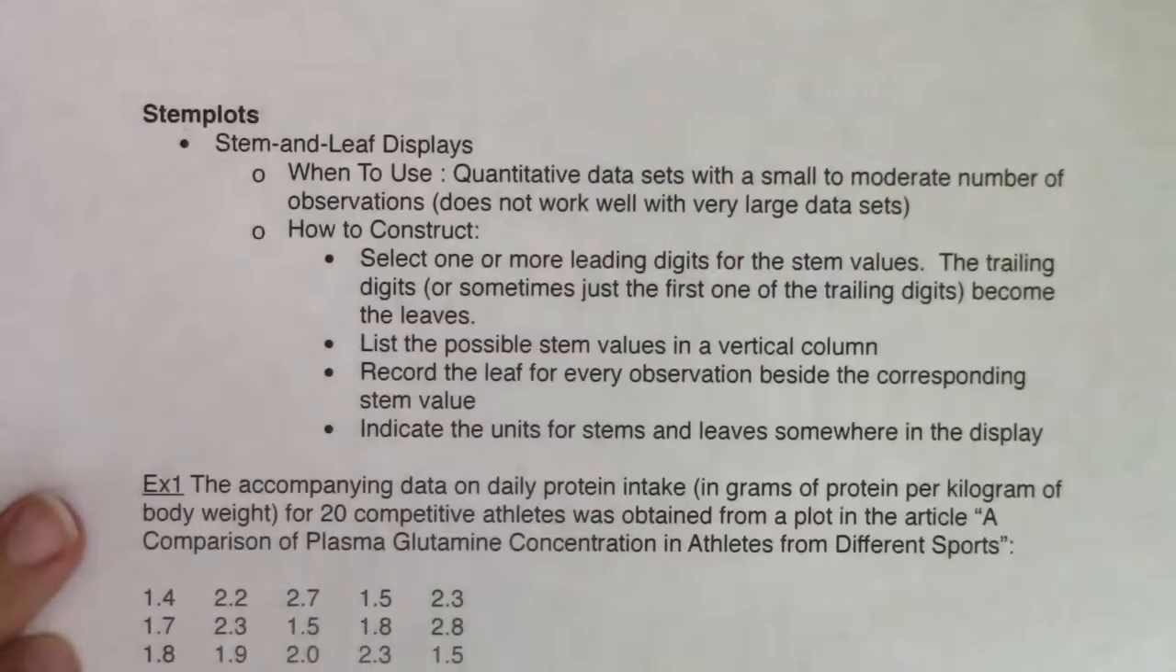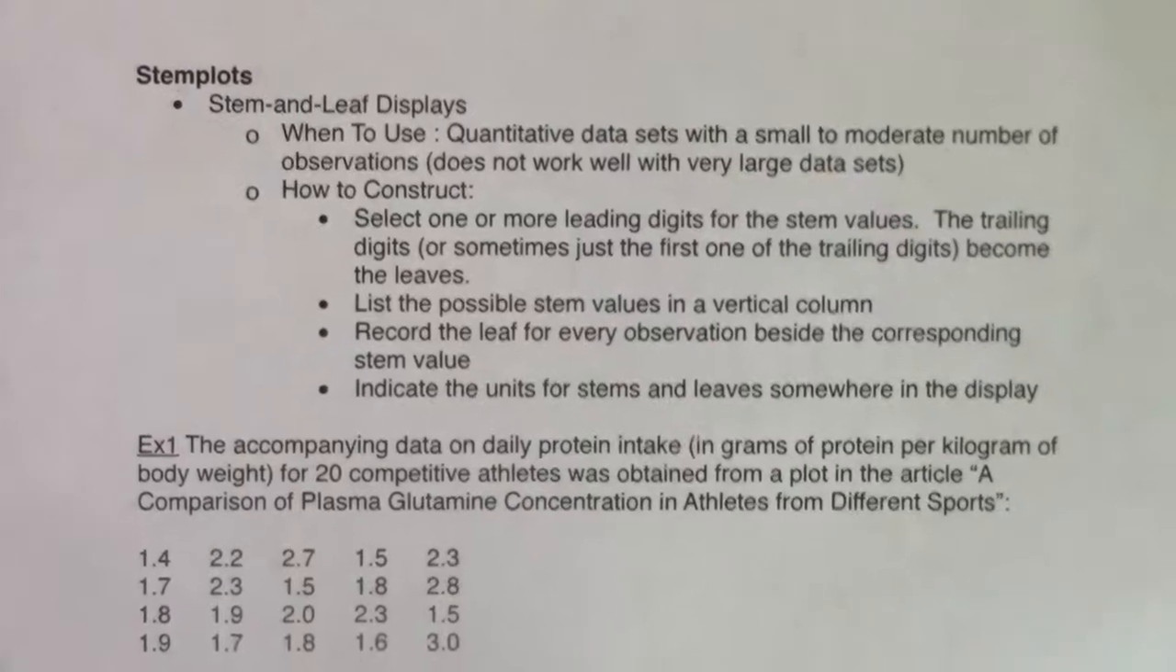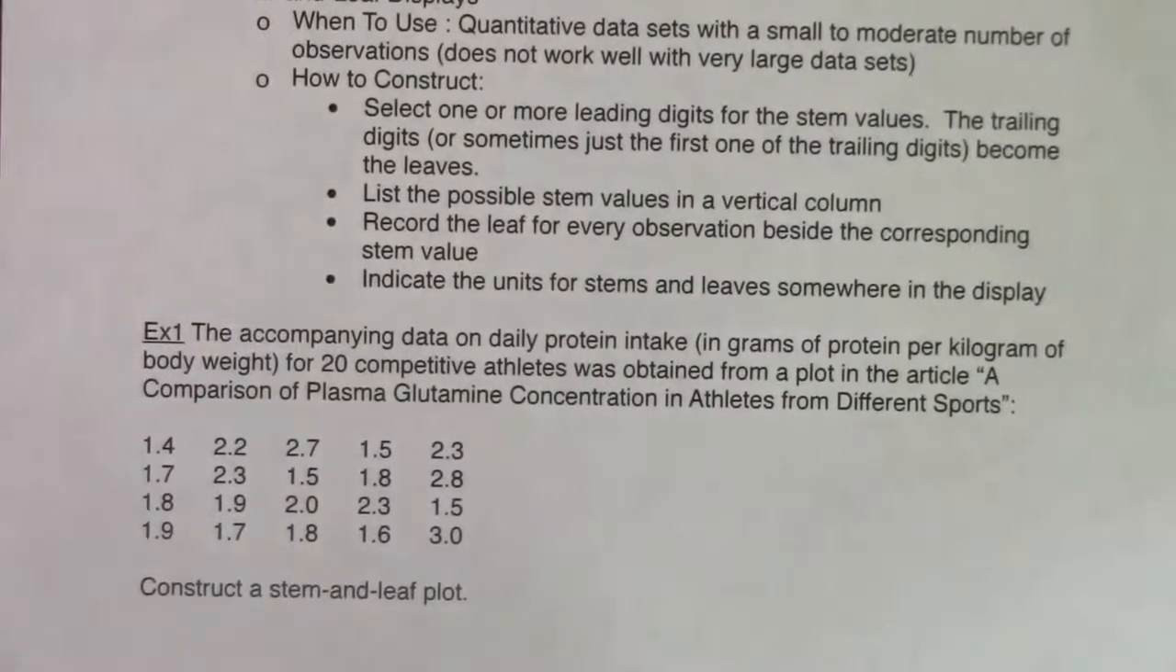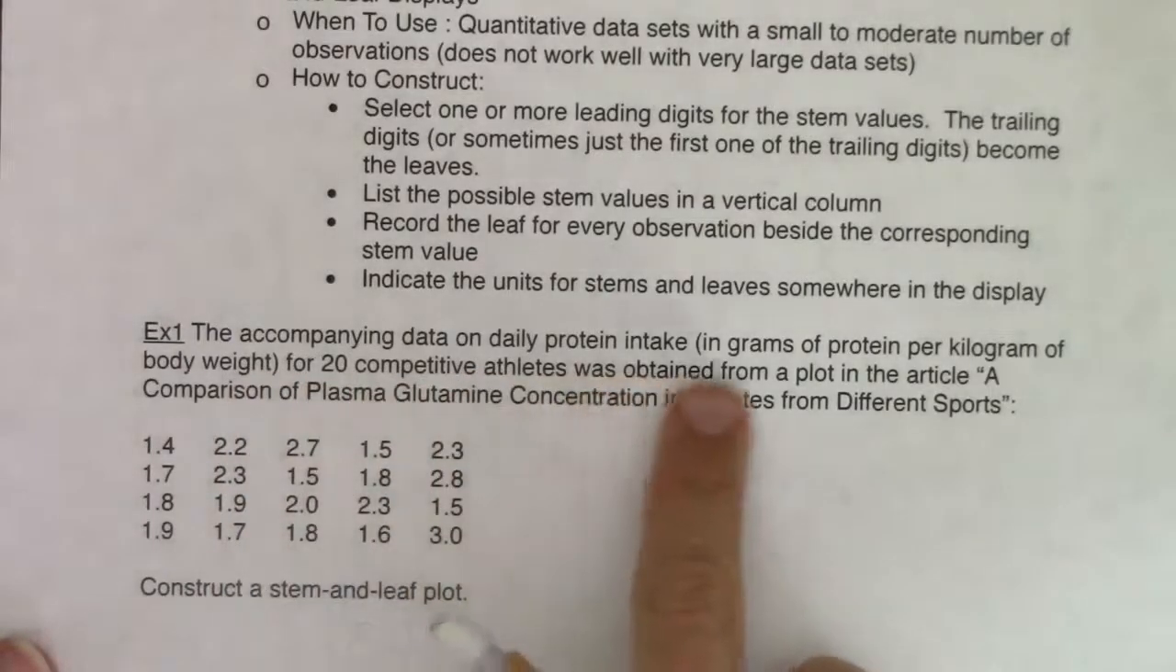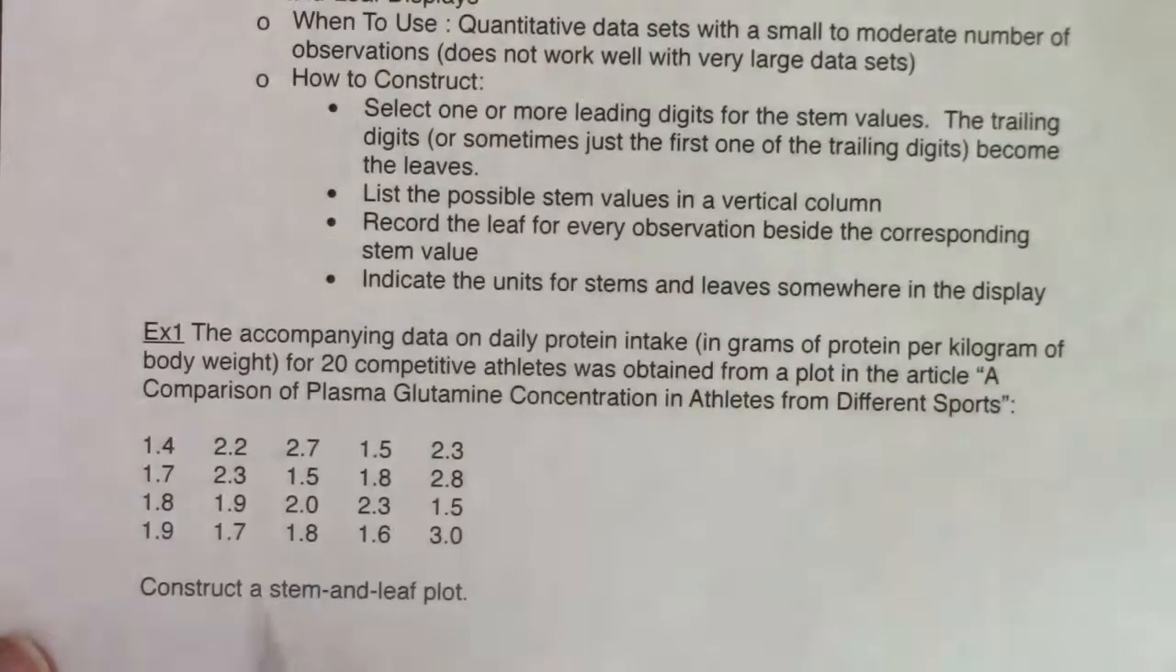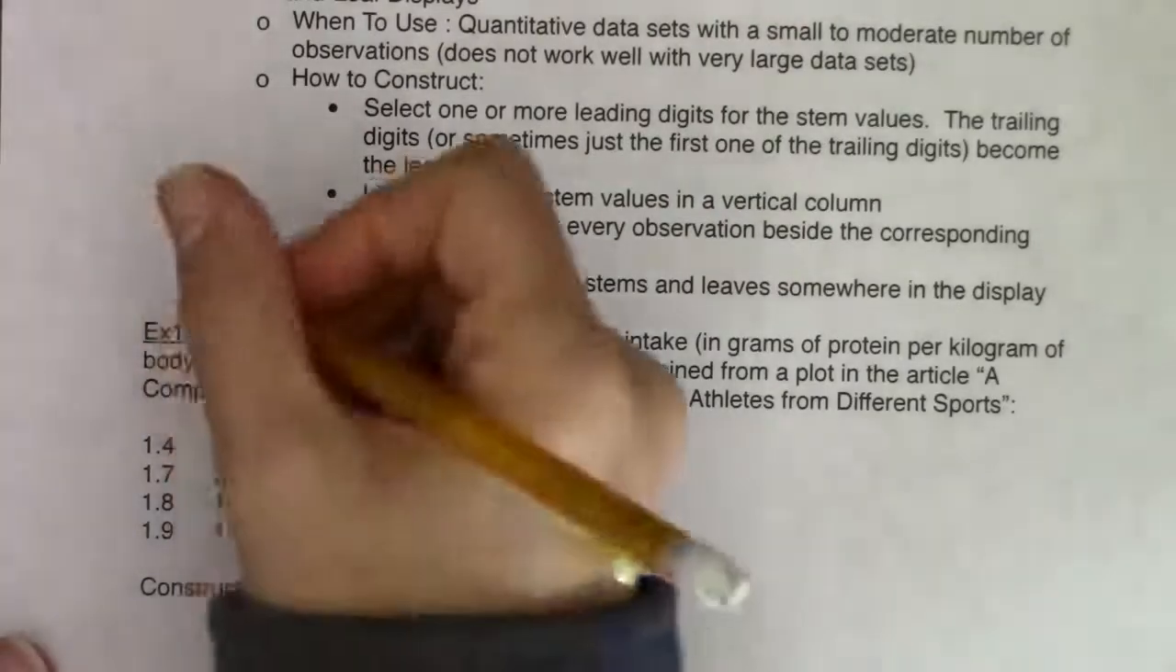So let's go ahead, take a moment, we'll read through example one, and as I'm reading through example one, I want you to think, what is the variable in this problem? We always wanna start there, okay? So if I look at example one, it says, the accompanying data on daily protein intake in grams of protein per kilogram of body weight for 20 competitive athletes was obtained from a plot in the article, a comparison of plasma glutamine concentration in athletes from different sports. Okay, here's some data, and I see the direction that says construct a stem and leaf plot. All right, so as I go through this, I want you to think, what do these data values represent? What does 1.4 represent? What does 2.2 represent? What was our variable in this problem?